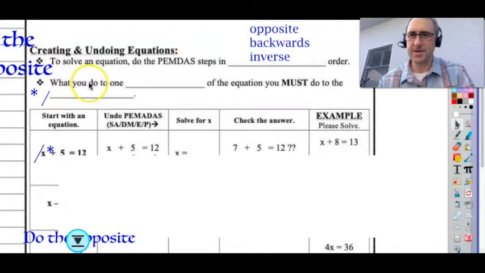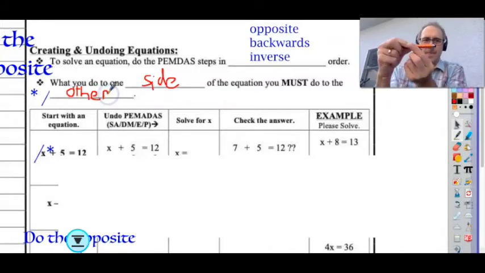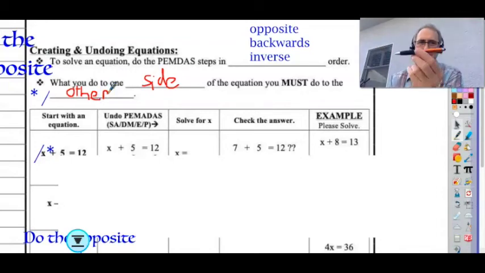So the next piece here is what you do to one side of the equal sign, you must do to the other side. And I'll explain what that means. In order to keep the equation equal, or if you think of it like a scale, balanced, if you put weight on this side, it's going to flip over unless you put the same amount of weight on this side, like a teeter-totter. It needs to stay balanced.